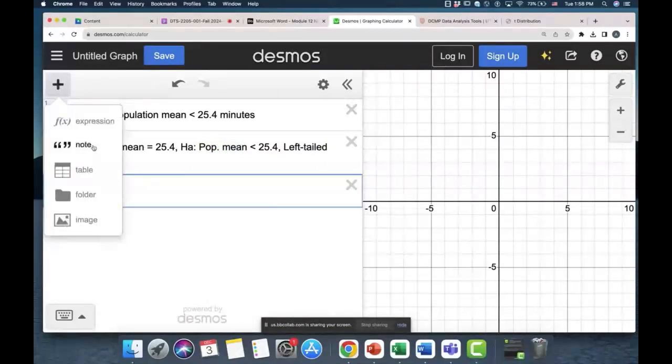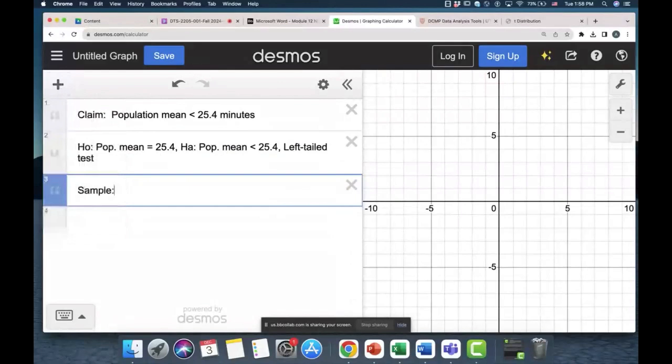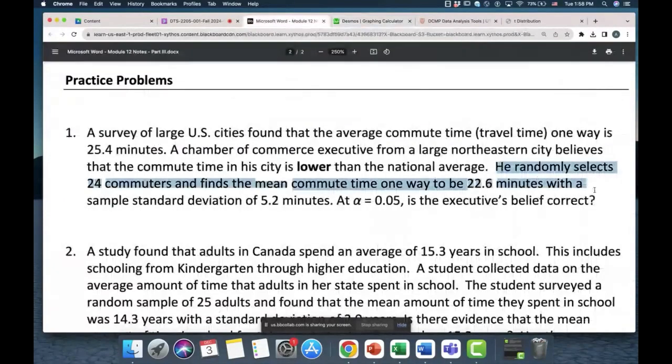And let's now identify what we know from the sample. We're looking for three things: sample size, sample mean, and sample standard deviation. So it says he randomly selects 24 commuters and finds the mean commute time to be 22.6 minutes with a sample standard deviation of 5.2. Notice how this is a sample standard deviation. Because we don't have the population standard deviation and we're using this sample standard deviation to approximate it, we're going to use a t-distribution.